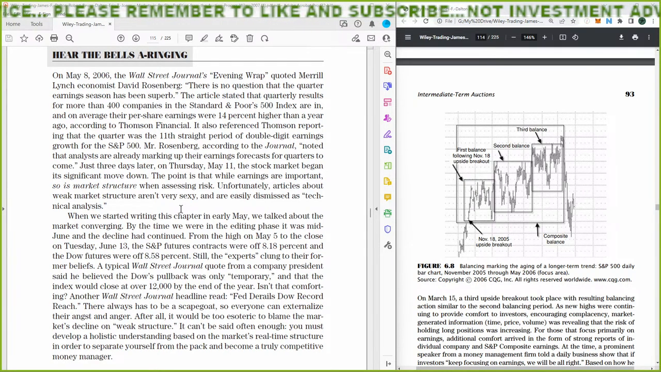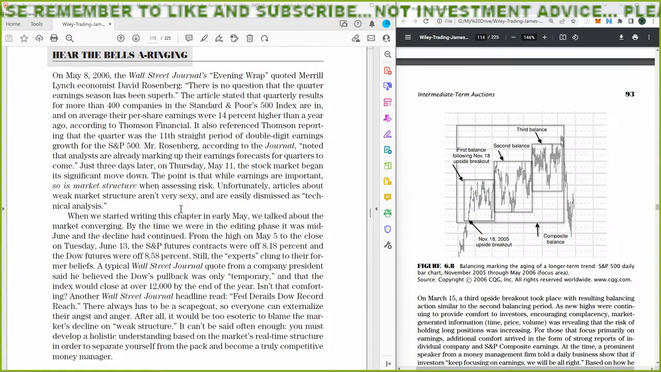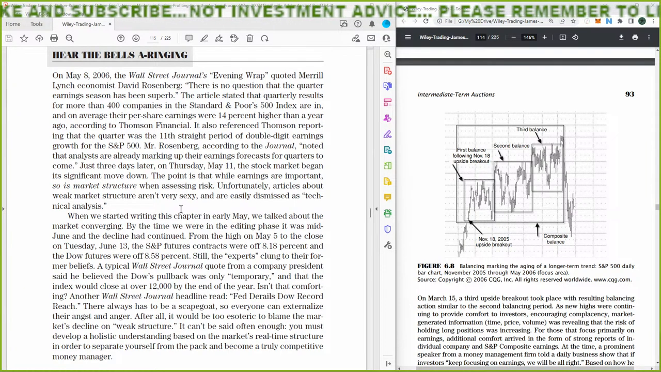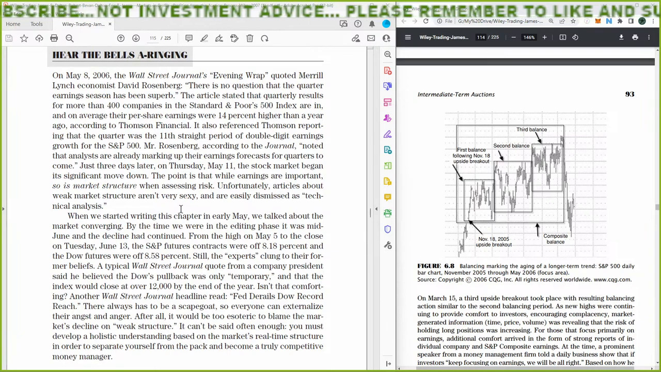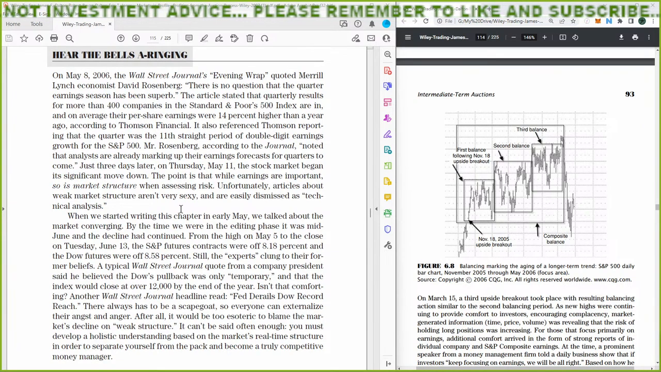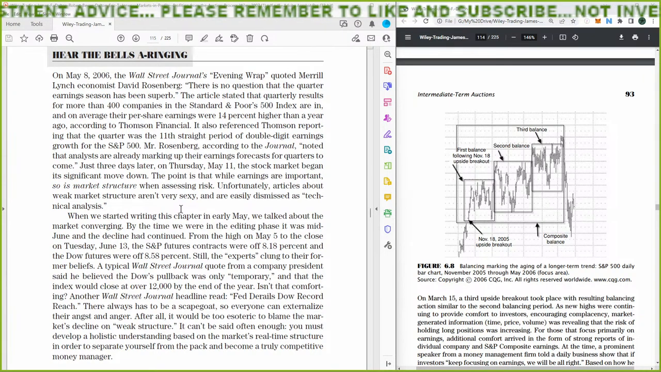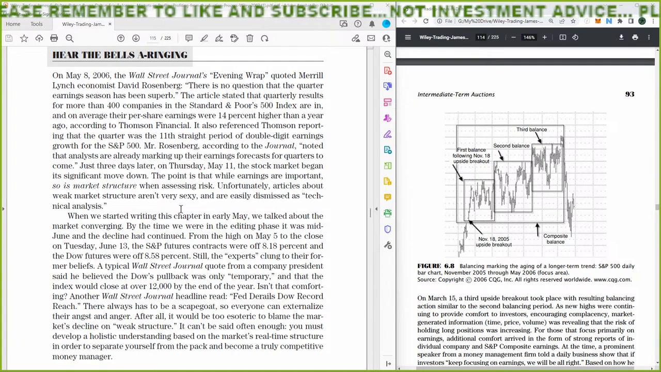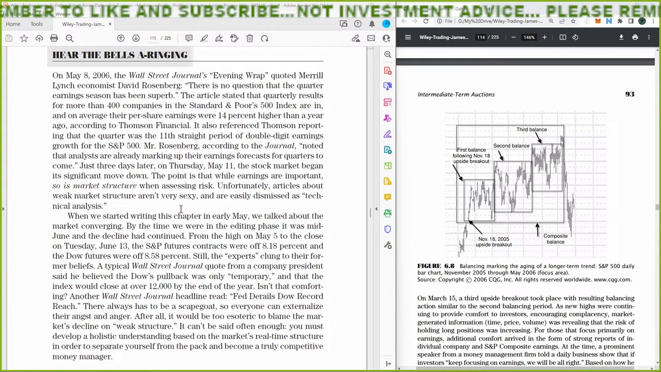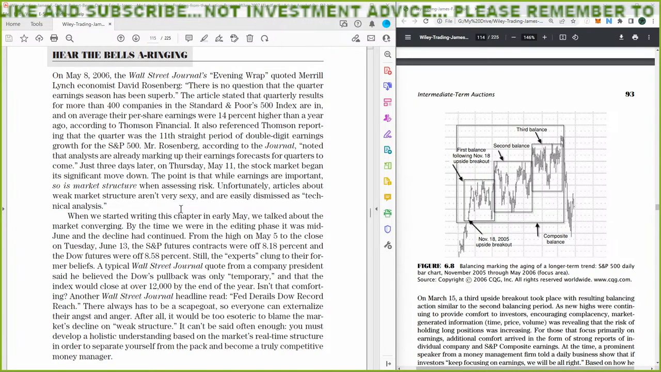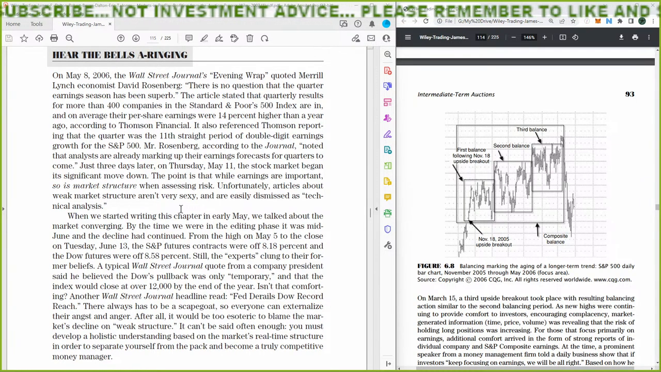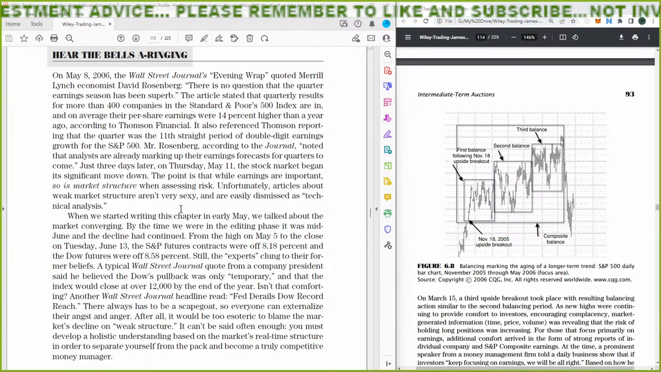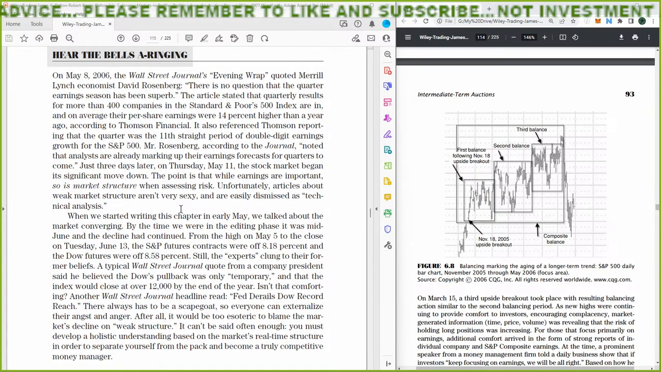It also referenced the Thomson report that the quarter was the 11th straight period of double-digit earnings growth for the S&P 500. Mr. Rosenberg, according to the Journal, noted that analysts were already marking up their earnings forecasts for quarters to come. Just 3 days later, on Thursday, May 11th, the stock market began its significant move down. The point is that while earnings are important, so is market structure. When assessing risk, unfortunately, articles about weak market structure aren't very sexy and are easily dismissed as technical analysis.